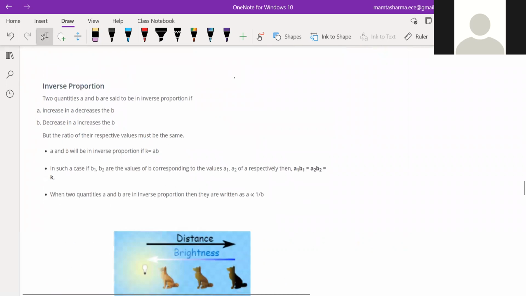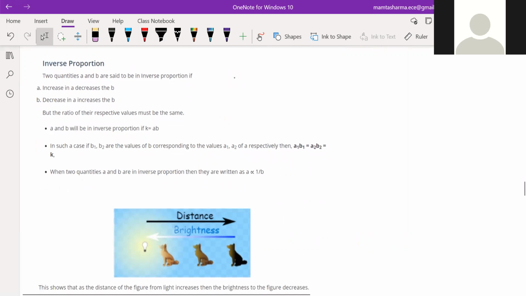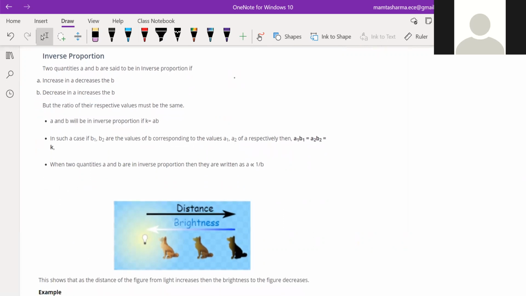Now we'll see the inverse proportion. So this much of question is, I think, enough. You may try a few other questions. If you find difficulty, we can discuss in the next class. Let's take the next proportion, that is the inverse proportion.